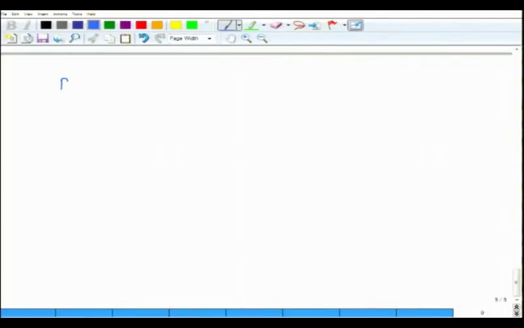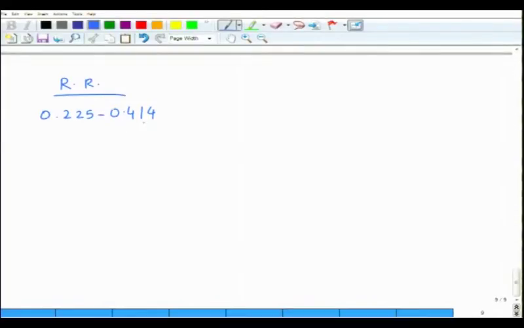Third one is when RR is between 0.225 and 0.414. So if you recall, 0.225 was the size of a tetrahedral atom that could fit into a tetrahedral void of a close packed structure, and 0.414 was the size of the octahedral. So here the cation is small enough that it can fit into a tetrahedral void but not into an octahedral one. In such a situation the coordination number tends to be 4, and this is called tetrahedral coordination.